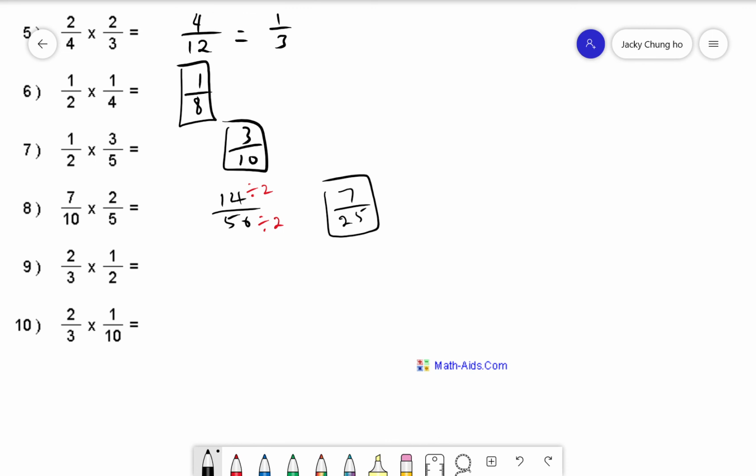Number 9, I have 2 over 3 times 1 over 2, so I can actually reduce the 2 and 2. So 1 times 1 is 1, over 3 times 1 is 3. Number 10, 2 over 3 times 1 over 10, which is, I can reduce it to 1 and 5. So 1 times 1 is 1, 3 times 5 is 15.